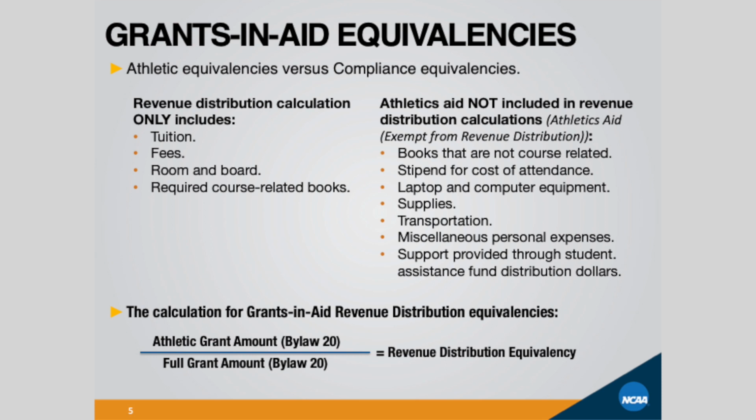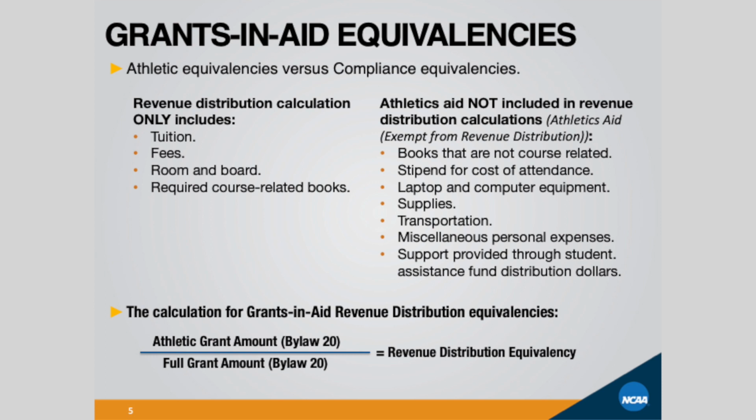Compliance Assistant provides an aid type called Athletics Aid exempt from revenue distribution to account for the items that should not be included in Grants and Aid revenue distribution but are countable for compliance purposes. It is crucial to set up the aid type correctly to account for your equivalencies correctly. If you use Compliance Assistant and correctly enter your athletic aid, there is a report that will provide you the Grants and Aid revenue distribution equivalency totals, called the Calculation for Revenue Distribution Equivalencies Report. The squad list may not reflect your Grants and Aid revenue distribution equivalency correctly.